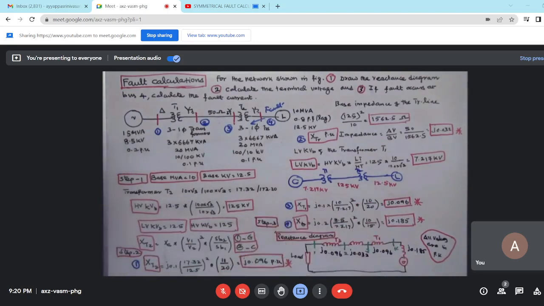All the values are in per unit. The generator reactance is j0.185, transformer 1 reactance is j0.096, transmission line reactance is j0.032, transformer 2 reactance is j0.096.